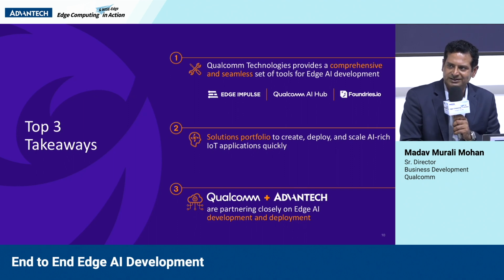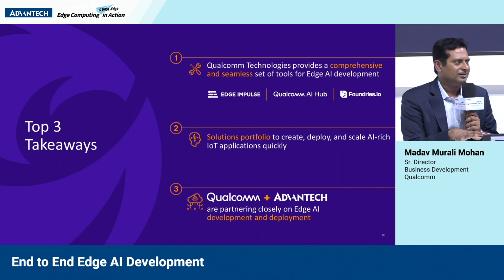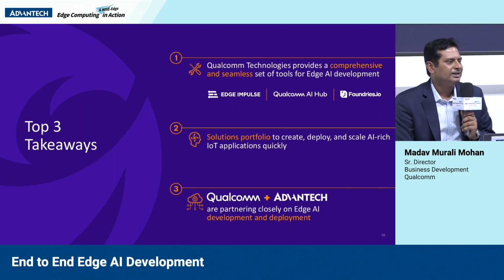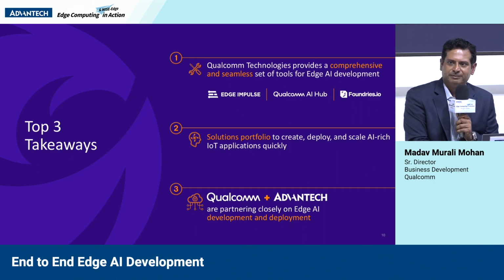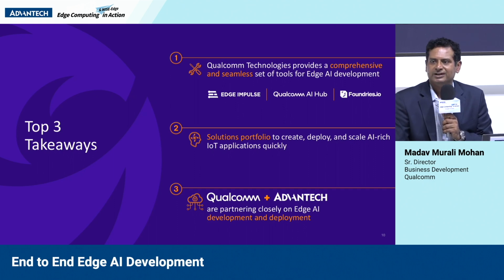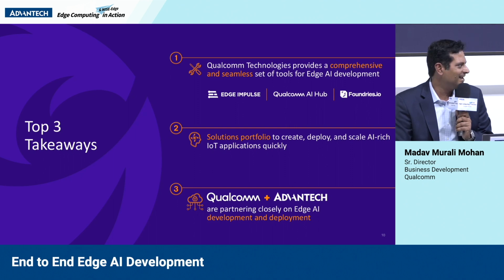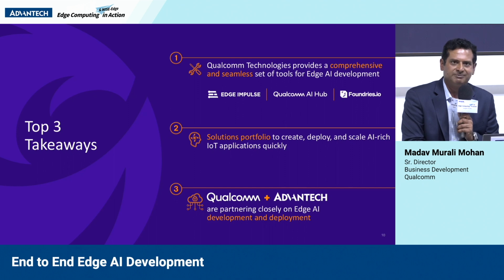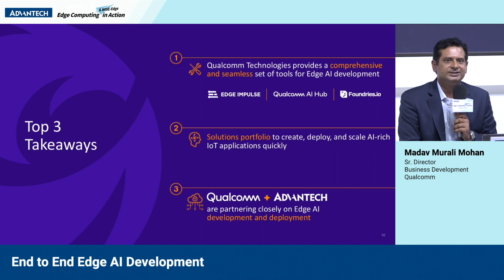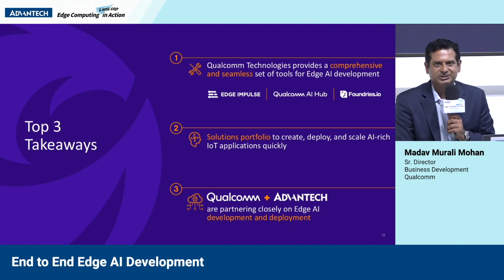And the third takeaway is that Qualcomm and Advantech are both leaders in our own respective fields, and we have been partnering very closely in the concept of bringing AI to the edge. There is a lot of development and deployment related activity that we're doing, and this is a partnership that we believe will continue to grow in the years to come.